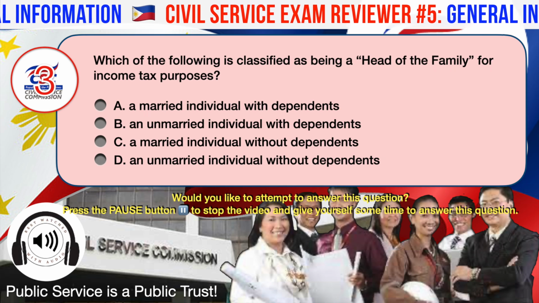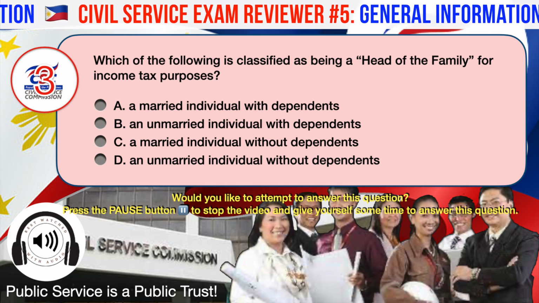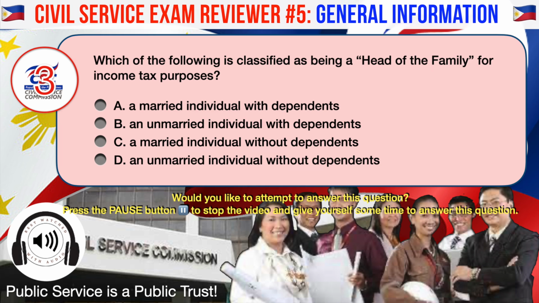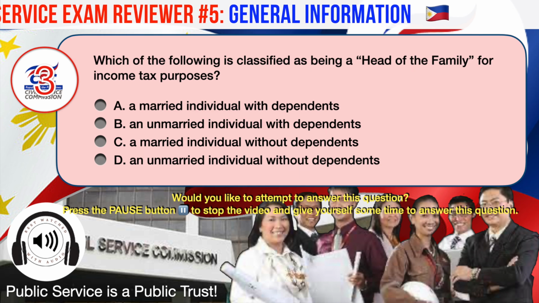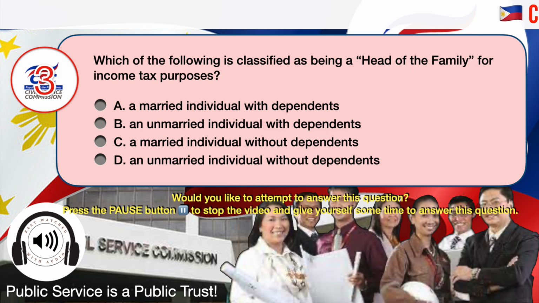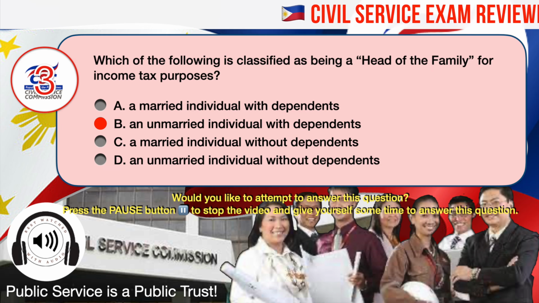Question number 3. Which of the following is classified as being a head of the family for income tax purposes? A. A married individual with dependents. B. An unmarried individual with dependents. C. A married individual without dependents. D. An unmarried individual without dependents. The correct answer is B. An unmarried individual with dependents.